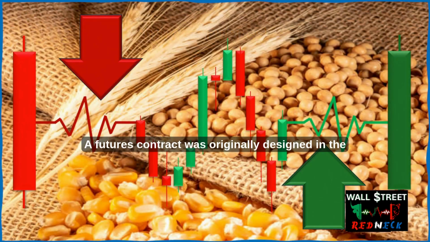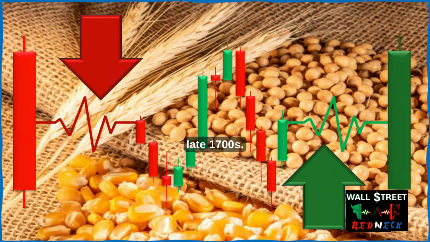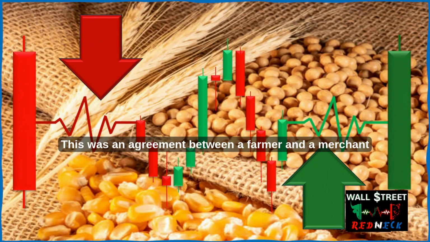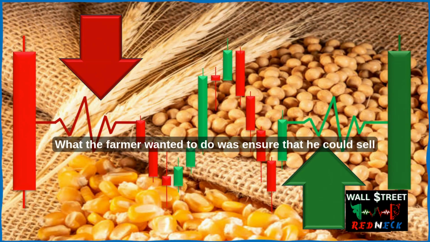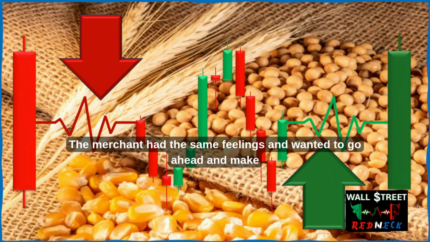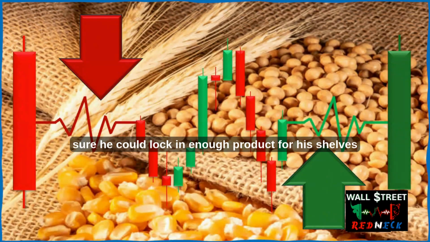A futures contract was originally designed in the late 1700s. This was an agreement between a farmer and a merchant for a product that the farmer was growing. It could have been something like corn, wheat, soy, anything of that nature. What the farmer wanted to do was ensure that he could sell his product at an agreed upon price to the merchant. The merchant had the same feelings and wanted to make sure he could lock in enough product for his shelves at an agreed upon price to pass on to the consumer.